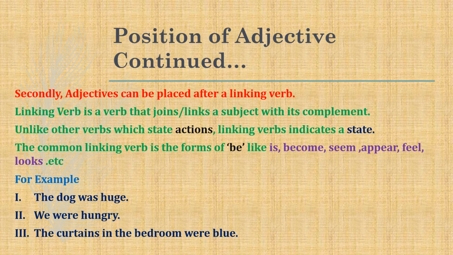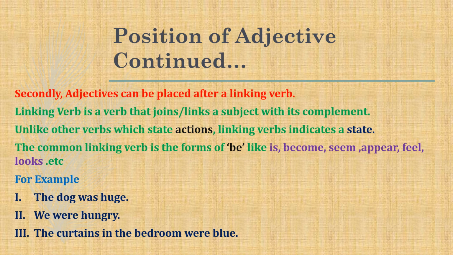Unlike the common verb that we know, which states action, and an example of an action is kicking. When you kick something, that is an action. Linking verbs don't show action. They indicate a state. And if you remember well, when we are talking about verbs, we have two types of verbs: those that indicate actions and those that indicate states.